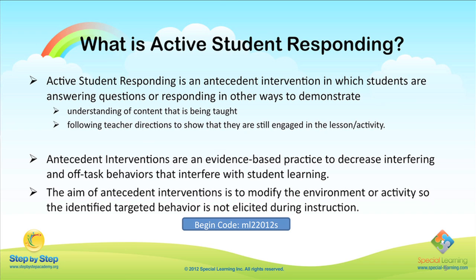Antecedent interventions are evidence-based practices. They're designed to decrease interfering and off-task behaviors that interfere with student learning. With this being said, it's assumed that you've already done your functional behavior analysis and know that the students' off-task behaviors are related to escape avoidance, and it's not a different function where trying to prevent it up front would not be effective. The aim of antecedent interventions is to modify the environment and the activity to decrease the likelihood of those interfering behaviors with instruction.